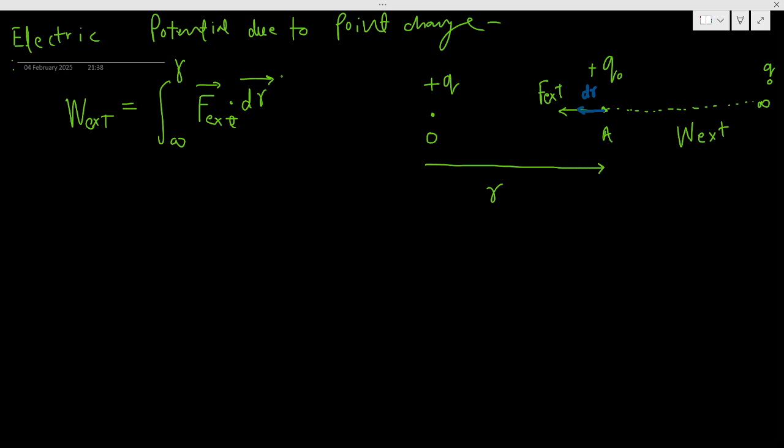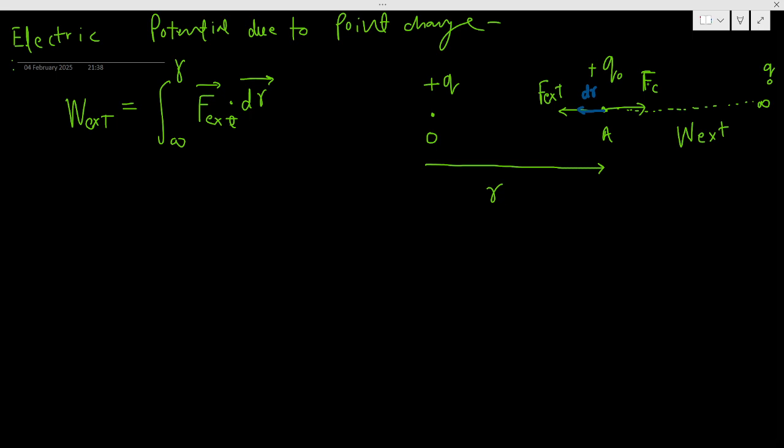Now one thing you have to keep in mind here: the external force should be equal to the Coulomb force, because this is the only condition when you push the charge. At least the external force should equal the Coulomb force. Otherwise you can't push the Q naught charge towards Q. So the minimum force required to push Q naught against Q is Fc, and that should equal F external.